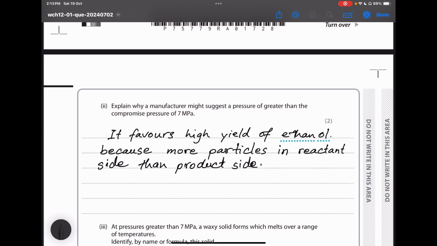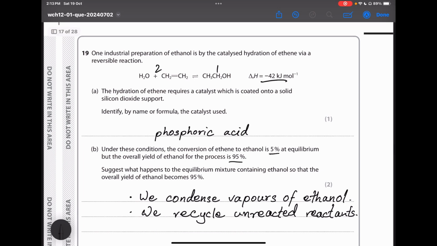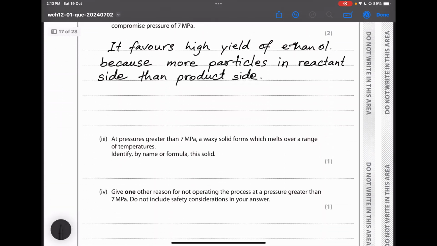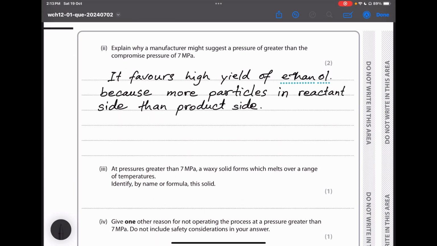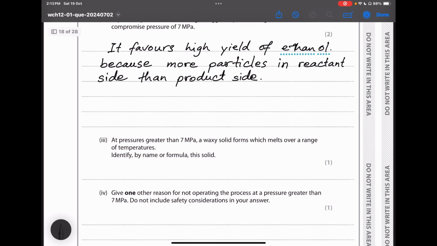Why is this? Because you see in the equation, there is only one and there is only two. We have one particle, we have two. If I increase the pressure, equilibrium will shift to the forward side, producing more ethanol. So if we increase the pressure, more ethanol is going to be produced. So that's why the manufacturer wants it to be greater than 7 megapascal. At pressures greater than 7 megapascal, a waxy solid forms, which melts over a range of temperature. Since it is over a range of temperature, we get a polymer. Now, since we are using ethene, the waxy solid that is formed is actually polyethylene.